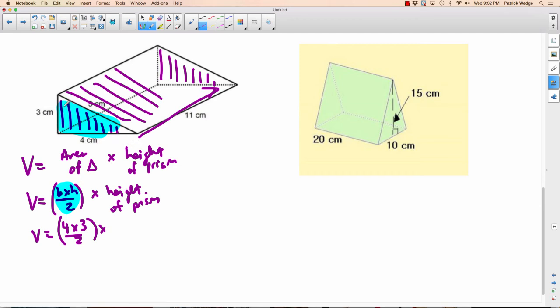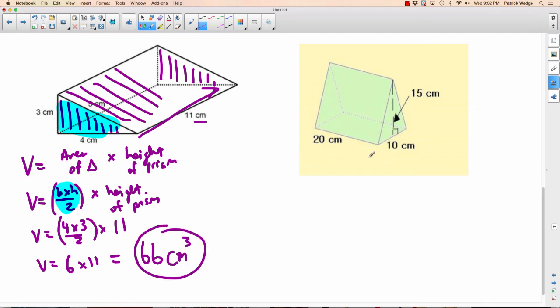However, if this was the bottom, if it was sitting on this triangle, what would the height be? The height would be this. This is your height right there. I know it's confusing. You've got the height of the triangle and you've got the height of the prism. So this would be times 11. Now you're good to go. 4 times 3 is 12, divided by 2 is 6, and if you multiply that by 11, you get 66. 66 centimeters cubed.